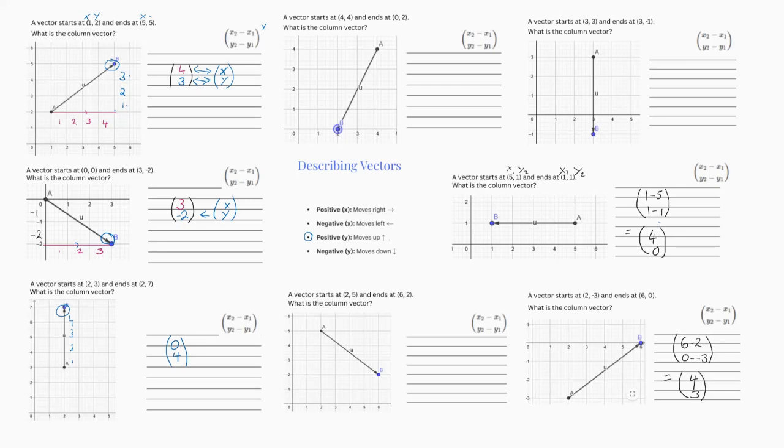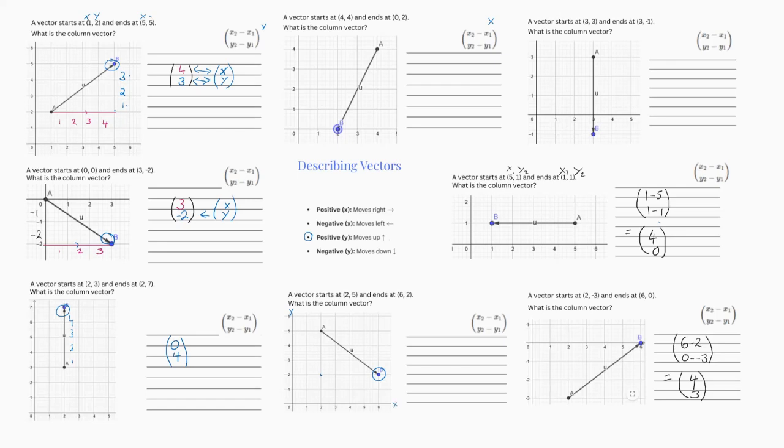The next one, ignore this one actually. Let's move down to this one. We have a vector that starts at 2, 5 and ends at 6, 2. What is the column vector? Our arrow is pointing down, so that means it's going to be a negative. Let's look at our y-axis first, which will go to there. And this is our y, so y and x. Actually, I'll just put our y and x there if it helps anybody out.